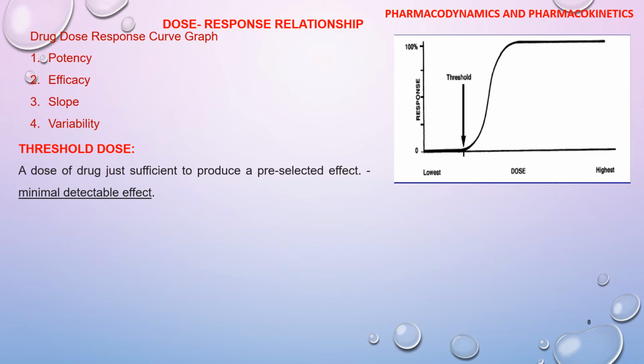Another parameter that is to be known is the threshold dose. Threshold dose is the minimum dose or concentration of the drug required to bring a minimum detectable effect, as shown in the graph above. A dose below the threshold dose would not bring about any response.